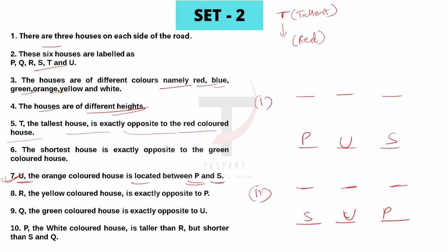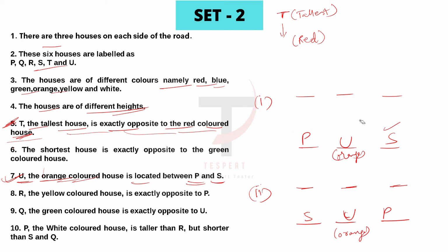Alright, and it is given that U is an orange colored house. Let us name it as orange. Now, if we again consider the fifth statement, which is T, the tallest house, is exactly opposite to the red colored house, which means T must be coming at any of the 3 places here, and T is opposite to a red colored house. So T cannot come here because in this case T is opposite to an orange colored house, which is not possible, right? So either P is a red colored house or S is a red colored house, right?